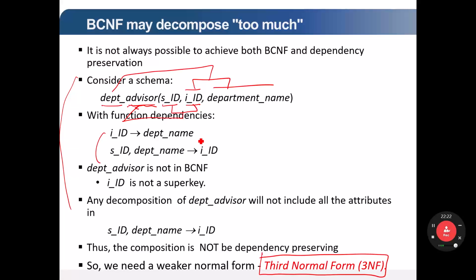Instructor ID determines the department name, and student ID and department name determine instructor ID. So what is the super key? What is the candidate key? What is the primary key of this dept advisor table? Maybe student ID, SID, and instructor ID, department name. If we know student ID and department name, can we uniquely identify an instructor's ID?